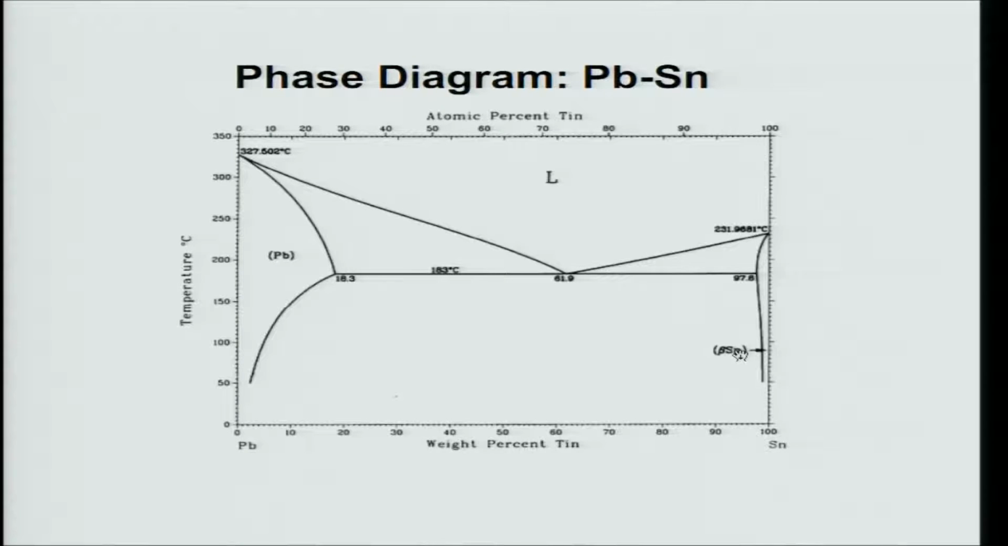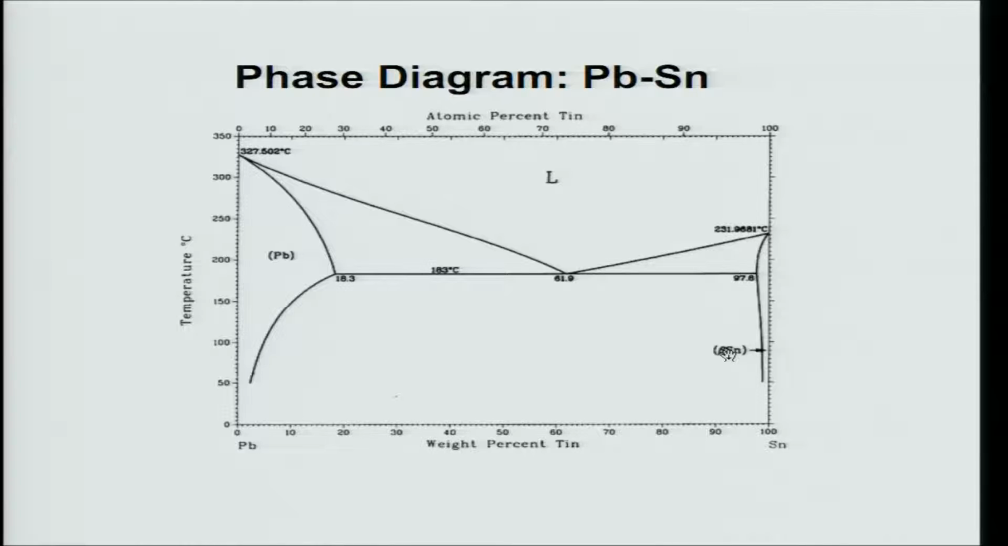The third type of phase diagram is the one for the aluminum silicon system, which we will discuss later. Now let us move on. I will first show you some typical microstructures of the eutectic systems.